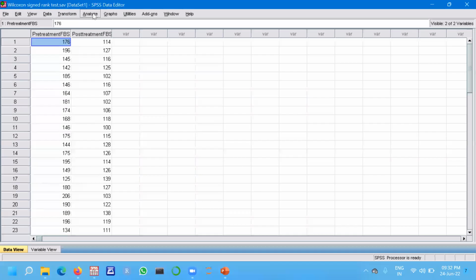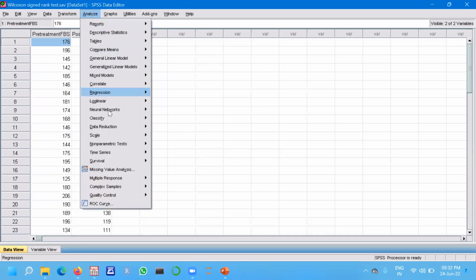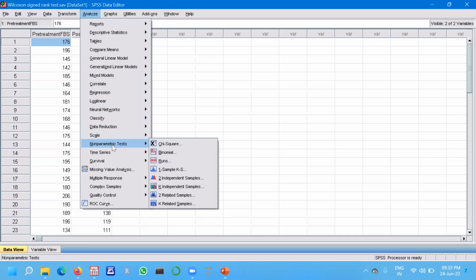So I will go for Analyze, Non-parametric. What we have to take here, listen carefully, is Two Related Samples. It is not given as Wilcoxon sign test or something like that. It is given as two related samples. For Mann-Whitney U test, two independent samples, whereas for a Wilcoxon signed rank test, two related samples. Click on that.